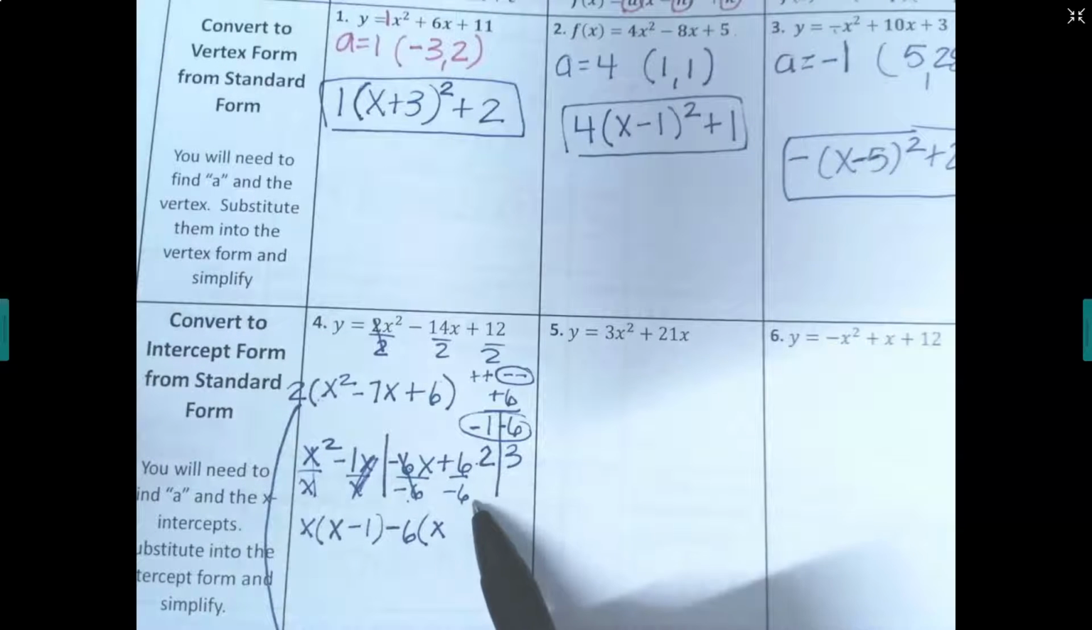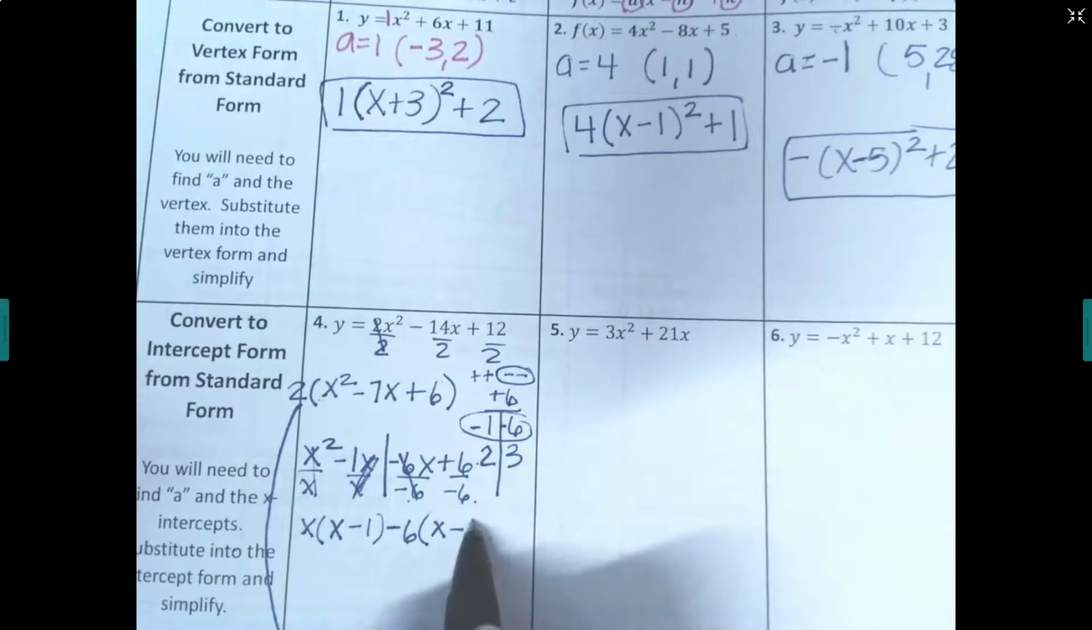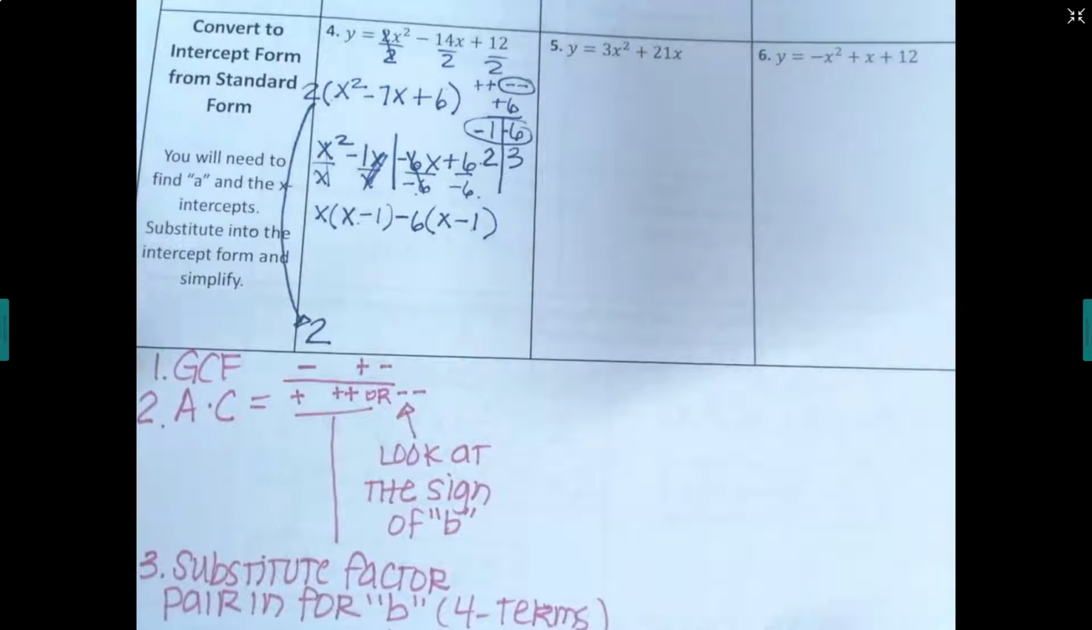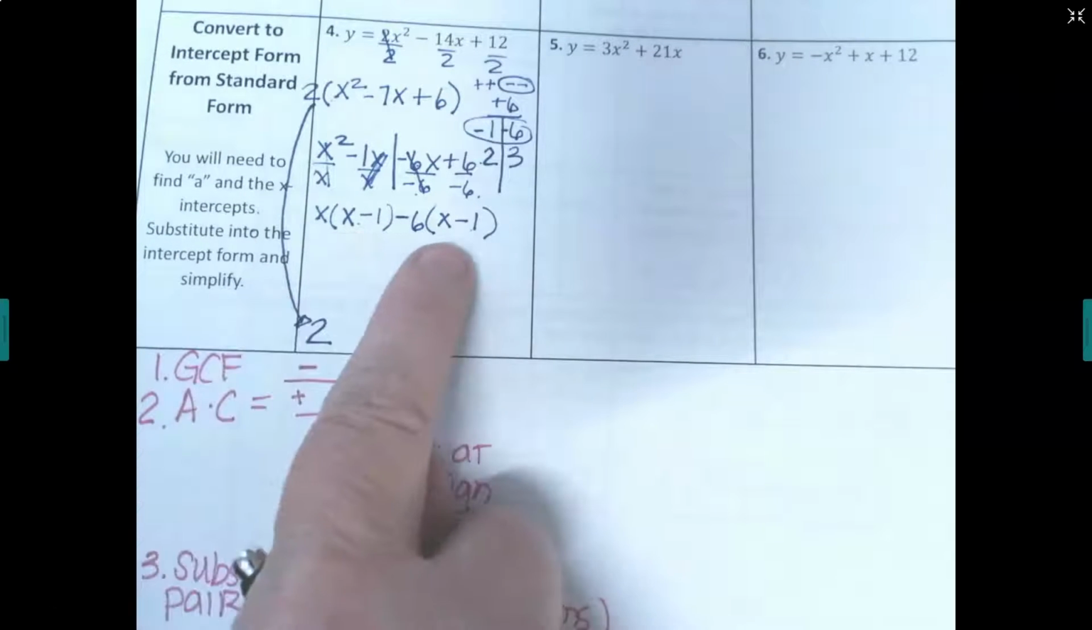Then you have positive 6 divided by negative 6, which gives you a negative 1. And see, our 2 parentheses are identical. That's how we know we are correct at this stage. Our final step is we have 2 terms. There's 4 times x minus 1, and the other term is negative 6 times x minus 1.